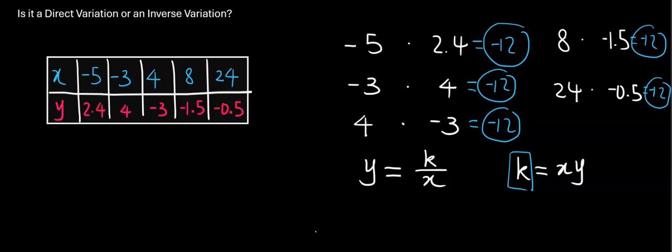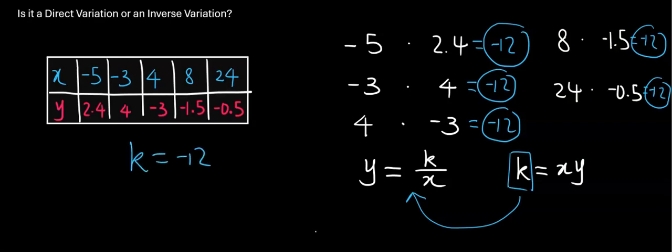That's why we call it constant of variation. It's going to be the same number. Therefore, k is x times y. If k is x times y, which means y is k over x. Therefore, it is an inverse variation. Now we got k is -12.